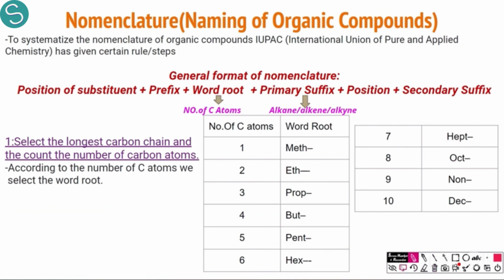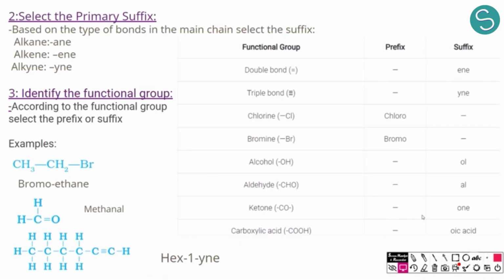Let's move ahead. So next we have the second step which I have already told you. For alkanes we use the suffix ane, for alkenes we use the suffix ene, for alkynes we use the suffix ine. So depending upon the type of bond we use these suffixes. Then the third step is to identify the functional group. What type of functional group is present in the compound?